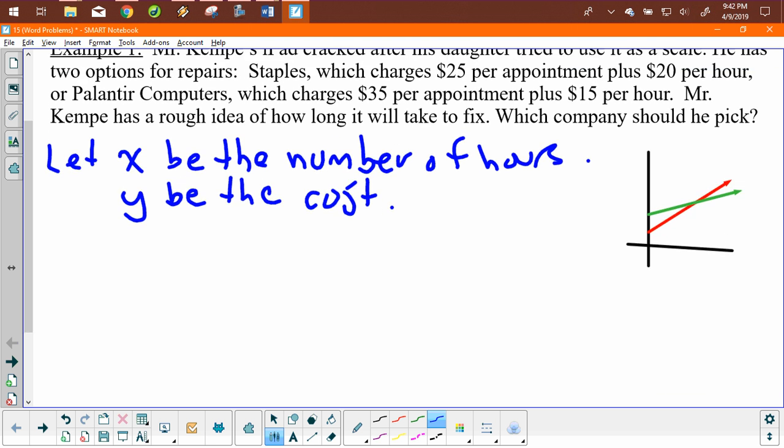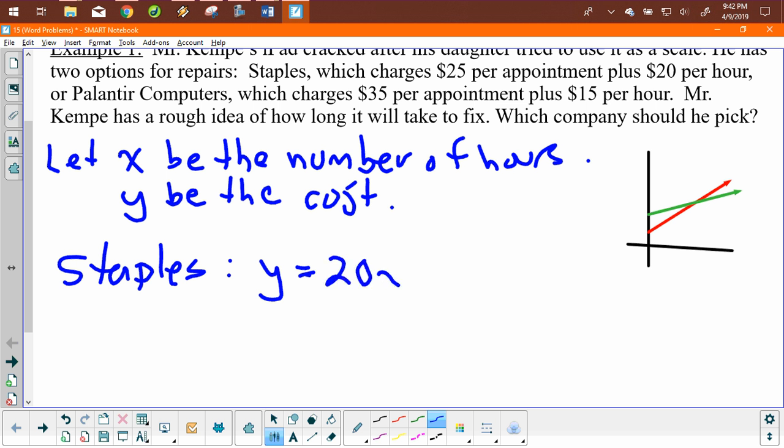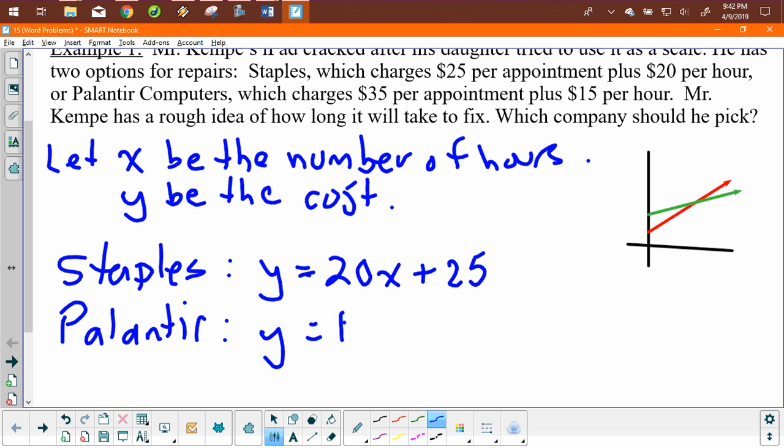So let's make the equation for Staples first. Okay, so my first equation for Staples is y equals, okay, it's $25 up front and it's $20 per hour. So it's $20 times the number of hours, x, plus 25. Okay, for the other company, right, Palantir. Okay, similar kind of equation. They only charge $15 an hour, so 15x, and they charge $35 up front.